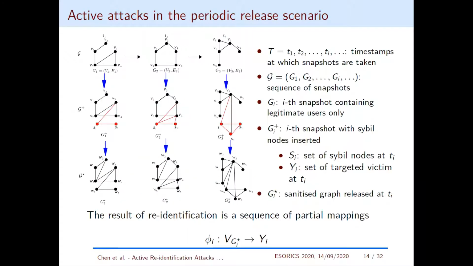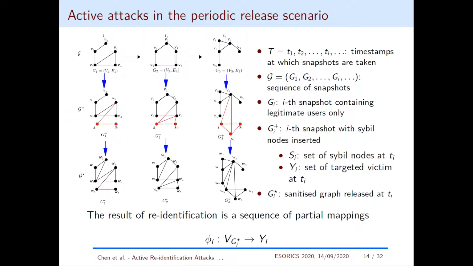When we are in a periodic release scenario, what changes is that all of these steps do not occur a single time. We will have a set of Sybil nodes that may evolve over time, both the connections between the Sybils and the fingerprints. The set of victims can also change. We can target different victims in different snapshots. And all of this information can be leveraged by the adversary.